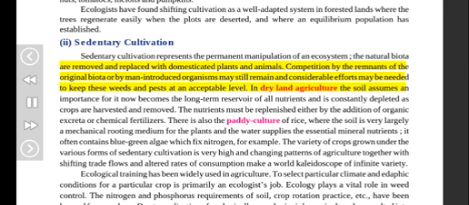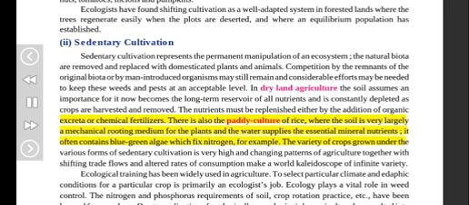Competition by the remnants of the original biota or by man-introduced organisms may still remain, and considerable efforts may be needed to keep these weeds and pests at an acceptable level. In dry land agriculture, the soil assumes an importance, for it now becomes the long-term reservoir of all nutrients and is constantly depleted as crops are harvested and removed. The nutrients must be replenished either by the addition of organic excreta or chemical fertilizers.